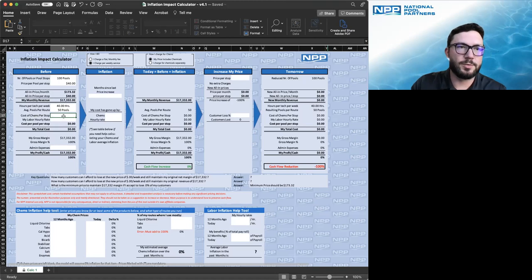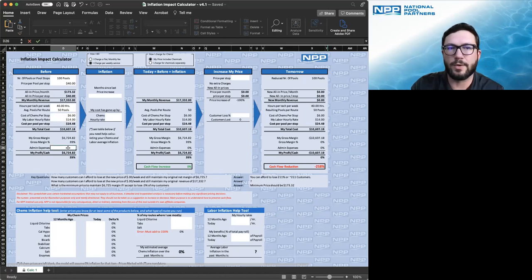So your cost of chemicals per stop, this company historically assumed that they would be spending $6 in chemical cost every time they clean a pool. And historically, they paid their employees $14 an hour. So you can see right now that this company's got a gross margin of 39%.